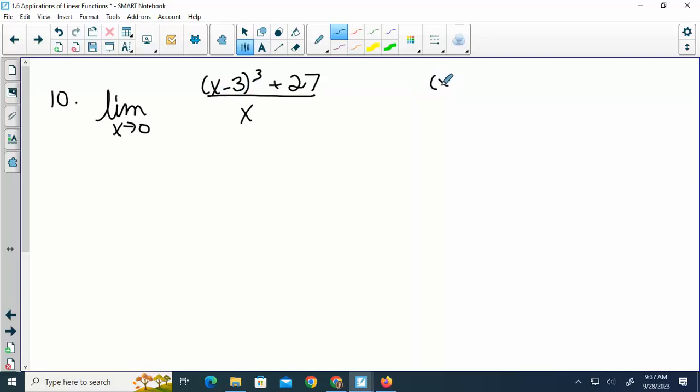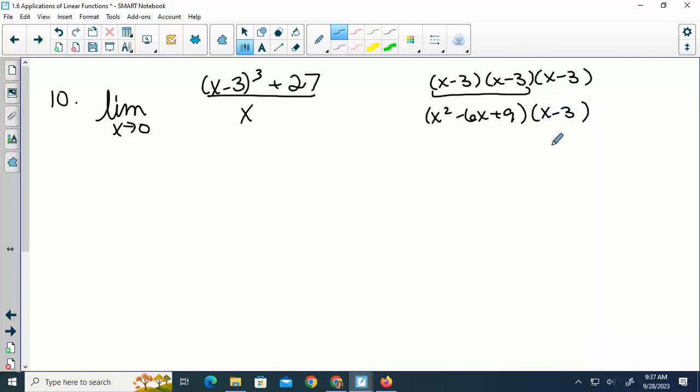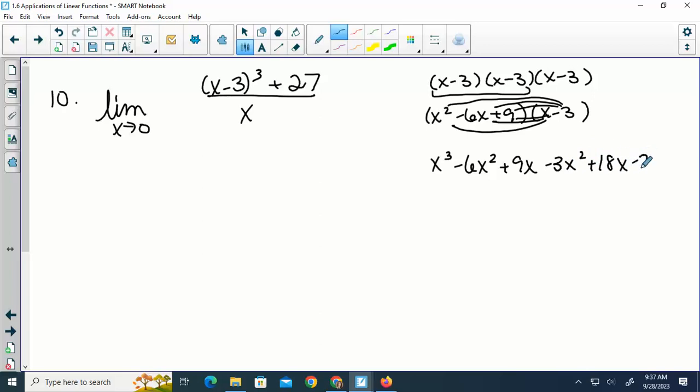If I have x minus 3 cubed, that means we have 3 of them, so we're going to multiply 2 at a time. So if I multiply those, we get x squared minus 6x plus 9 times x minus 3. Now I'm going to take my x to each of those. So I get x cubed minus 6x squared plus 9x. Distribute the negative 3 to each of them. So negative 3x squared plus 18x minus 27.